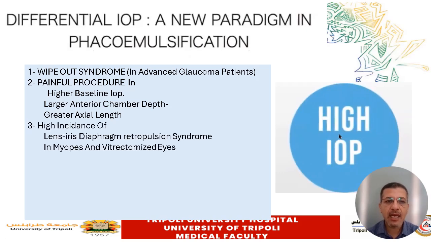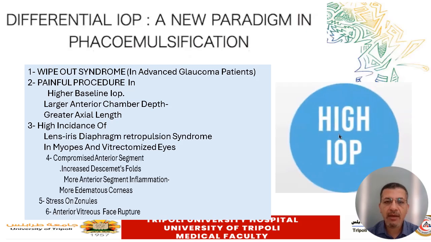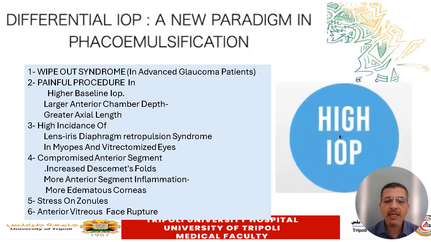Another thing is the high incidence of iris lens or lens iris diaphragm retropulsion, especially in post-vitrectomized patients and in high myopia. Also, the compromised anterior segment because of the high intraocular pressure. This leads to an increase in the Descemet's folds in the cornea, increased incidence of corneal edema, and the post-operative inflammation is more after the surgery. Another thing is, of course, the stress in the zonule, and the risk of tear in the zonule is more because of this high intraoperative pressure, and also hydration of the anterior vitreous face.